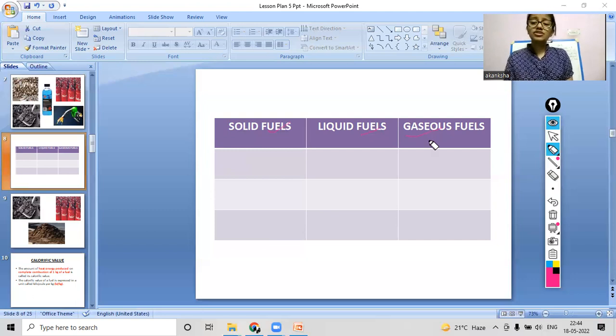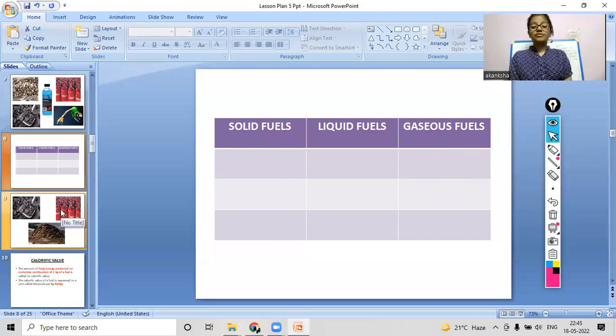What about the gaseous fuels? Okay, gaseous fuels, yes, you all are right. It can be LPG. Okay, what else? Yes, it can be CNG. Okay, yes, very good. So now I think you all are clear with the concepts of fuels and different types of fuels, right? And what are the qualities of a good fuel? Okay, so yes. Now I think we should move on ahead and see some more interesting facts about fuel.